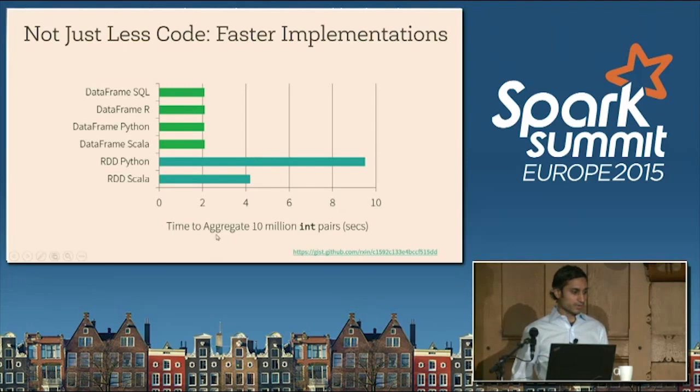In this example, by the way, we're aggregating 10 million integer pairs, and we can see how long that takes in seconds. If I do that using RDDs in Scala, it takes a little bit more than 4 seconds. RDDs in Python don't run in the executor JVM. UDFs in Python run in Python PIDs next to the executor JVM. I'll explain all of this when we talk about architecture later, but the main point I want to make here is that when you use data frames, whether you're using R, Python, or Scala, you'll get the same speed because it's being run in the executor JVM.